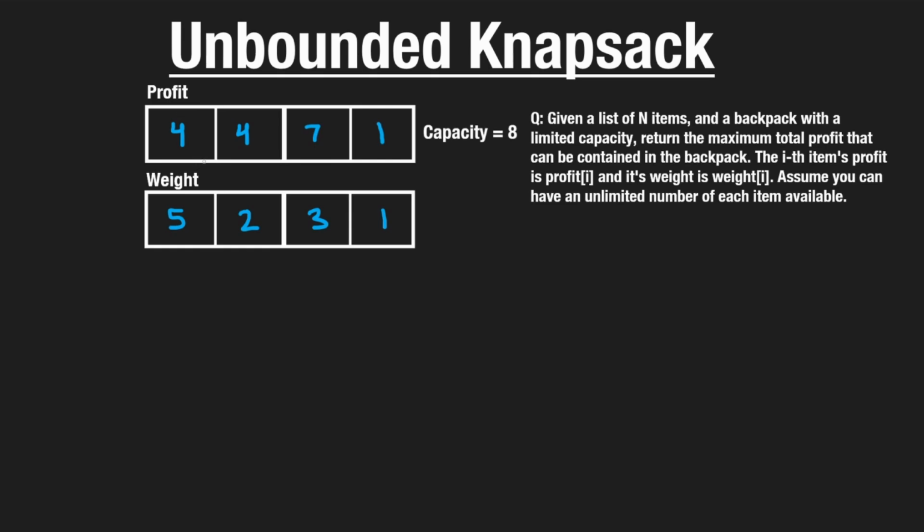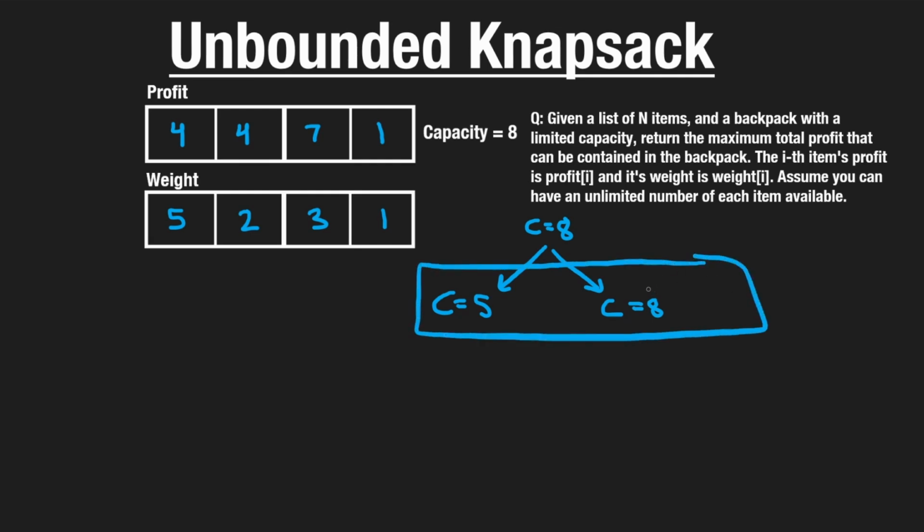So originally, when we got to the first item, we had a choice. We either include that item or we don't include that item. Originally, our capacity is 8. If we include that item, our capacity becomes 5. If we don't include that item, we skip it, our capacity stays 8. So far, this is exactly the same as the 0-1 knapsack, but here's where it's going to change.